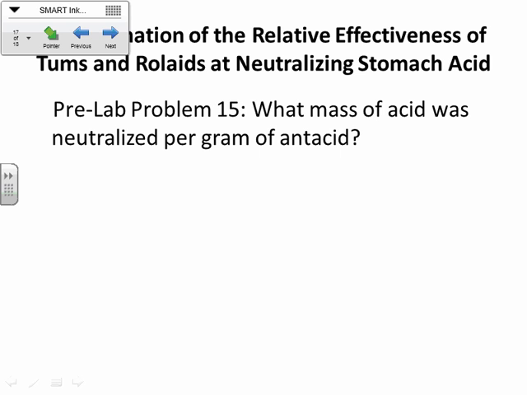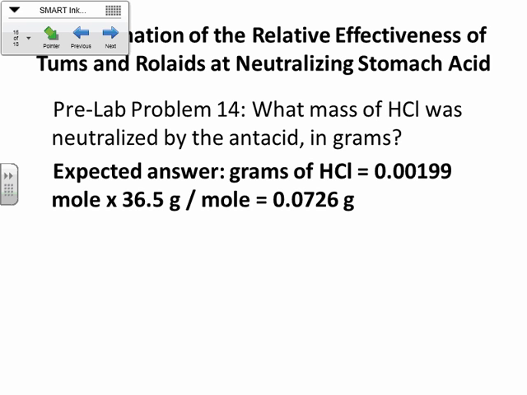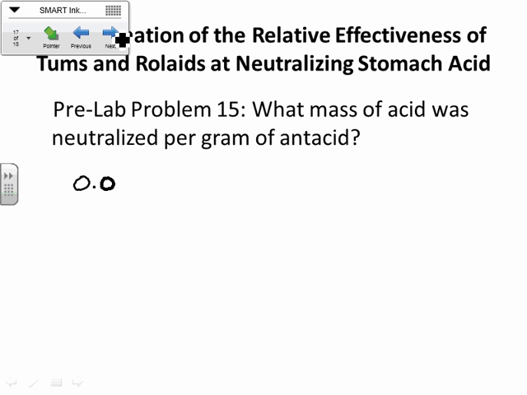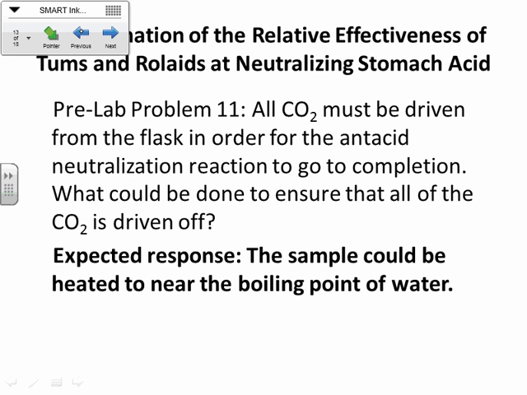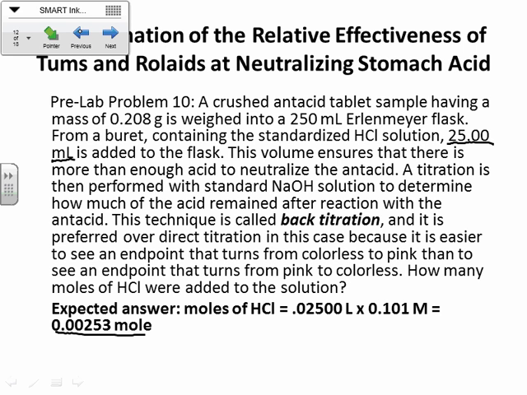So then, what mass of the acid was neutralized per gram of antacid? Okay. So mass of acid per gram of antacid. So we just take the mass that we got over here, 0.0726 grams of acid per gram of antacid. So we need to look back here and see how much of the antacid we actually had. And that's back in number 10. We had 0.208 grams of the antacid.